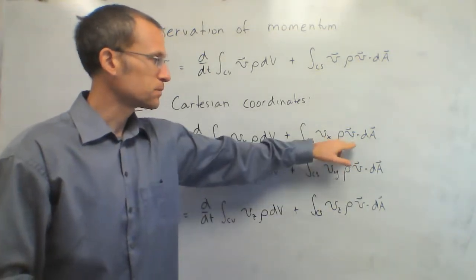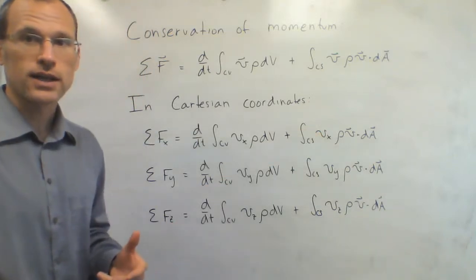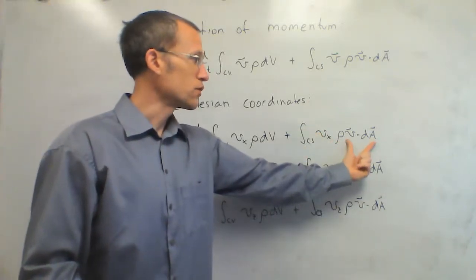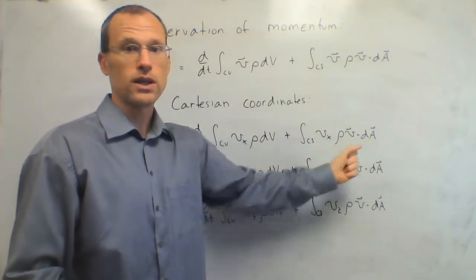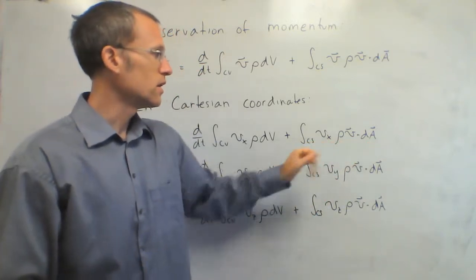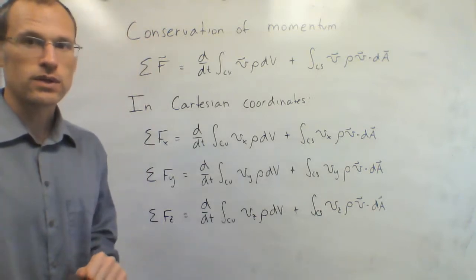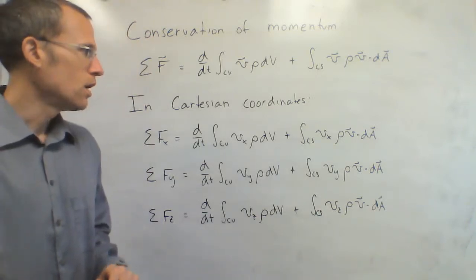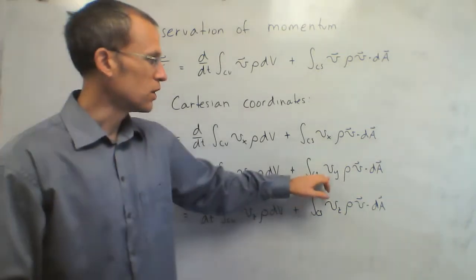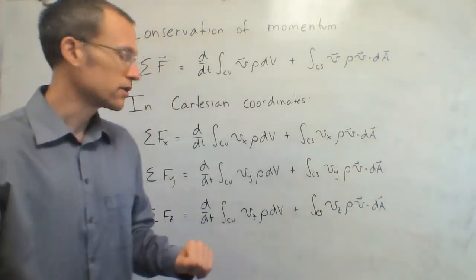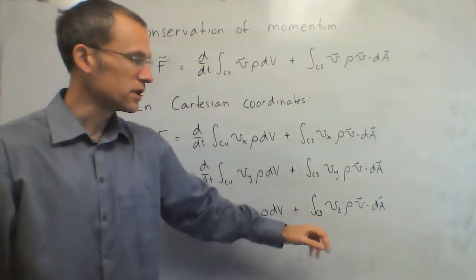Notice this guy is not just velocity in the x direction. This guy refers to things coming in or out of that control surface. So he stays as a vector, v dotted with dA. So these two velocities are generally different. That's why we keep them different. So x component, y component, again velocity in y, v dotted with dA stays as a vector. Same thing for z, vz, vz.